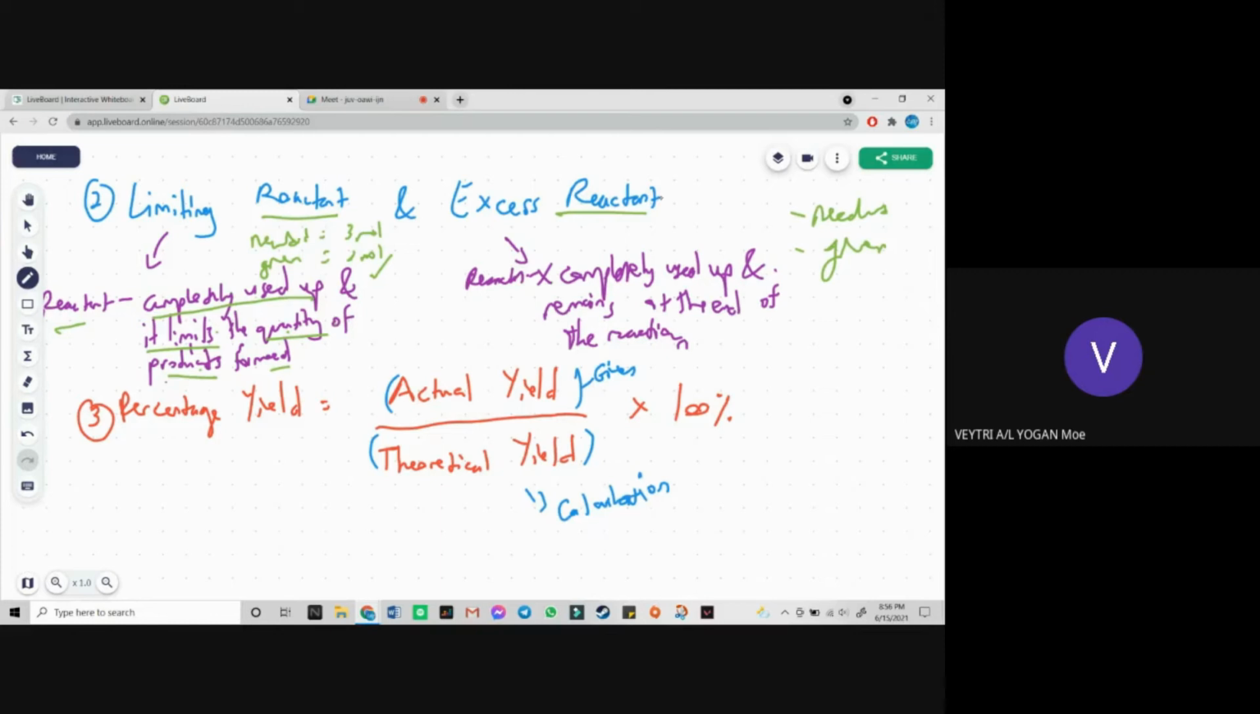Okay. Next, excess reactant. Excess reactant is the reactant which is not completely used up in a particular reaction and remains at the end of the reaction, berbaki. I repeat, excess reactant is a reactant which is not completely used up in a particular reaction and remains at the end of the reaction.